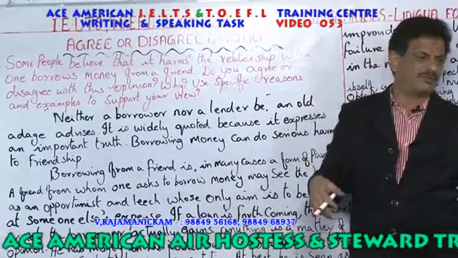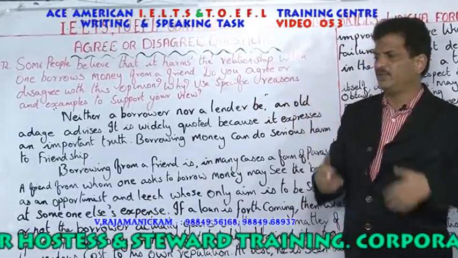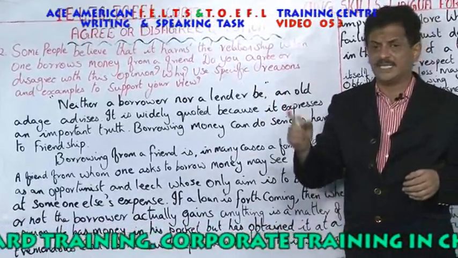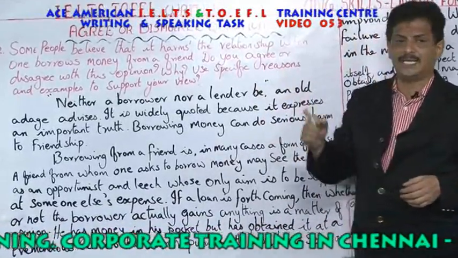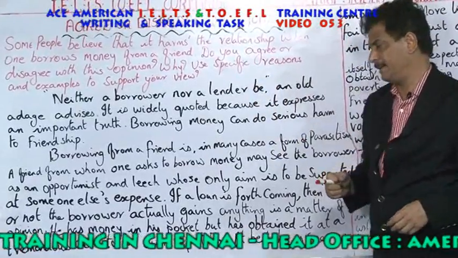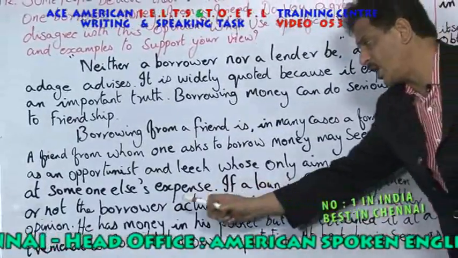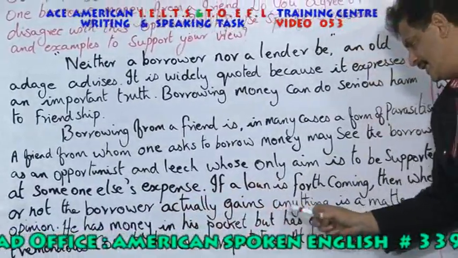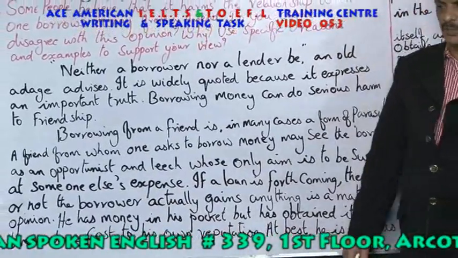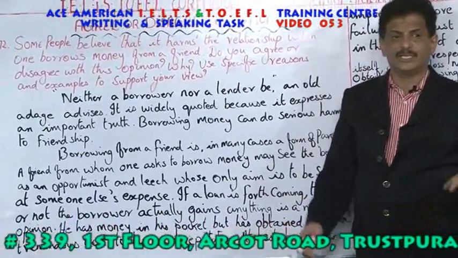So you always borrow from him, from her. I heard about you, you keep on asking for money, and when you ask me for money, I think you are an opportunist. I think you are a leech, and I think you are enjoying other people's money. If a loan is forthcoming, then whether or not the borrower actually gains anything is a matter of opinion. So you ask me for money, you ask her for money, she gives the money to you. Okay, it is an opinion.